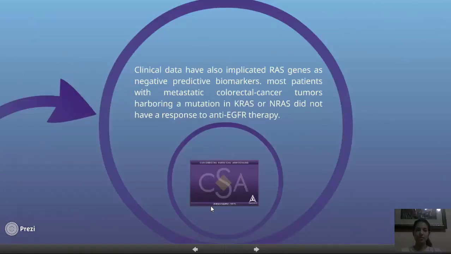Clinical data have also implicated RAS genes as negative predictive biomarkers. Most patients with metastatic colorectal cancer tumors harboring a mutation in KRAS or NRAS did not have a response to anti-EGFR therapy.